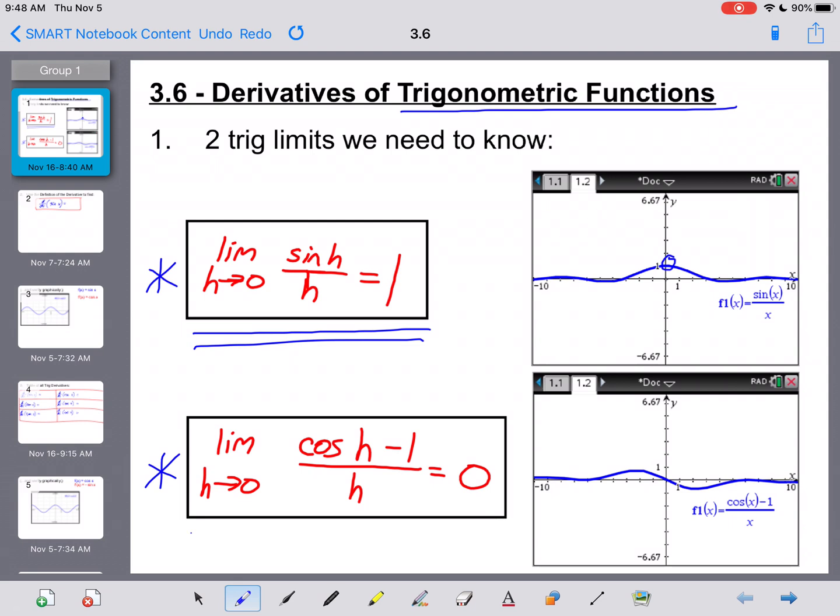And likewise, the same thing happens with this limit right over here. Now this one we used far less than the first one. I think I put it in your notes back in section 2.6 or 2.7 maybe, and I told you at the time we were going to need this really quickly in section 3.6, and sure enough, here we are. Once again, you can't put a 0 in for h in that function, or you end up with 1 minus 1 on top, which is 0 over 0. So this function has an open dot at the origin, but the calculator graph doesn't really show that.